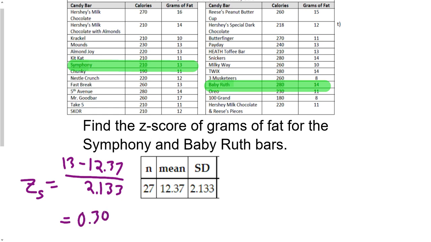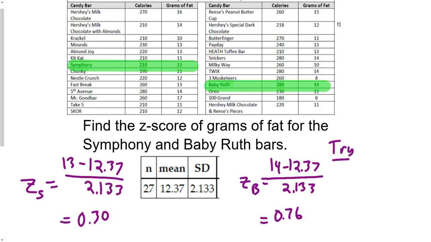Now why don't you try the second one? Go ahead and pause and try. Baby Ruth, go. All right, I got 0.076. Hopefully you got the same thing. It makes sense that it's bigger because it's a bigger number farther away from the mean. So both of them are less than one standard deviation from the mean, but how you could interpret that for either one of those, let's just say Baby Ruth, you could say the grams of fat for a Baby Ruth bar is 0.76 standard deviations away from the mean grams of fat in common candy bars.